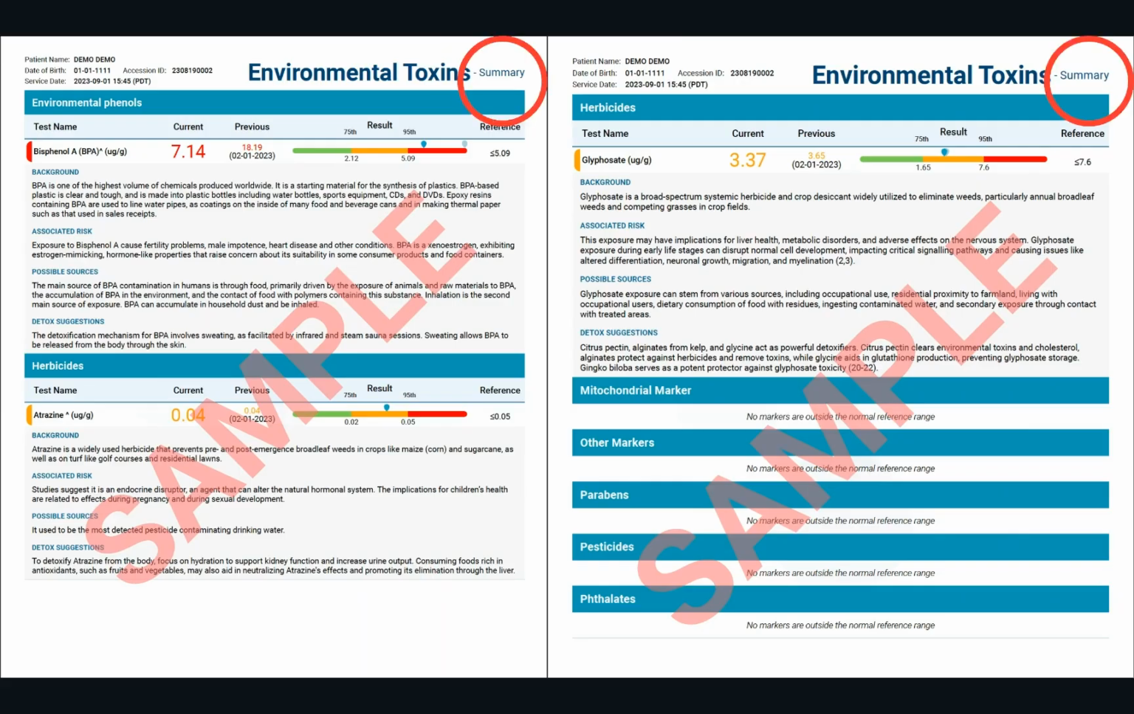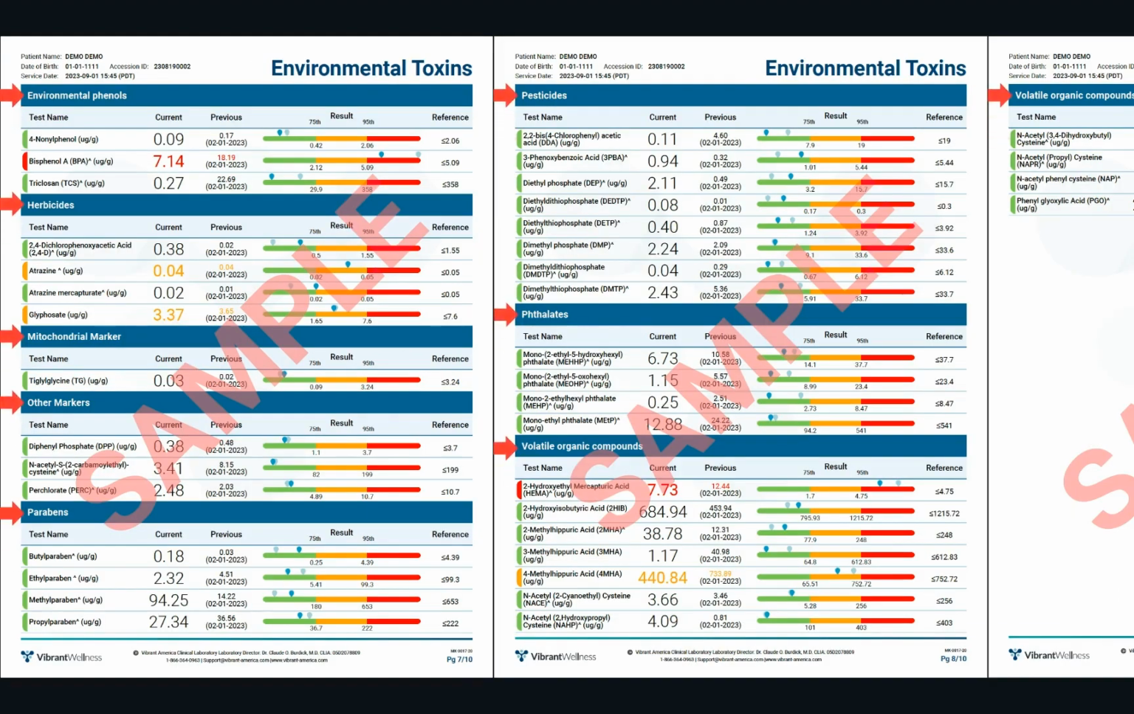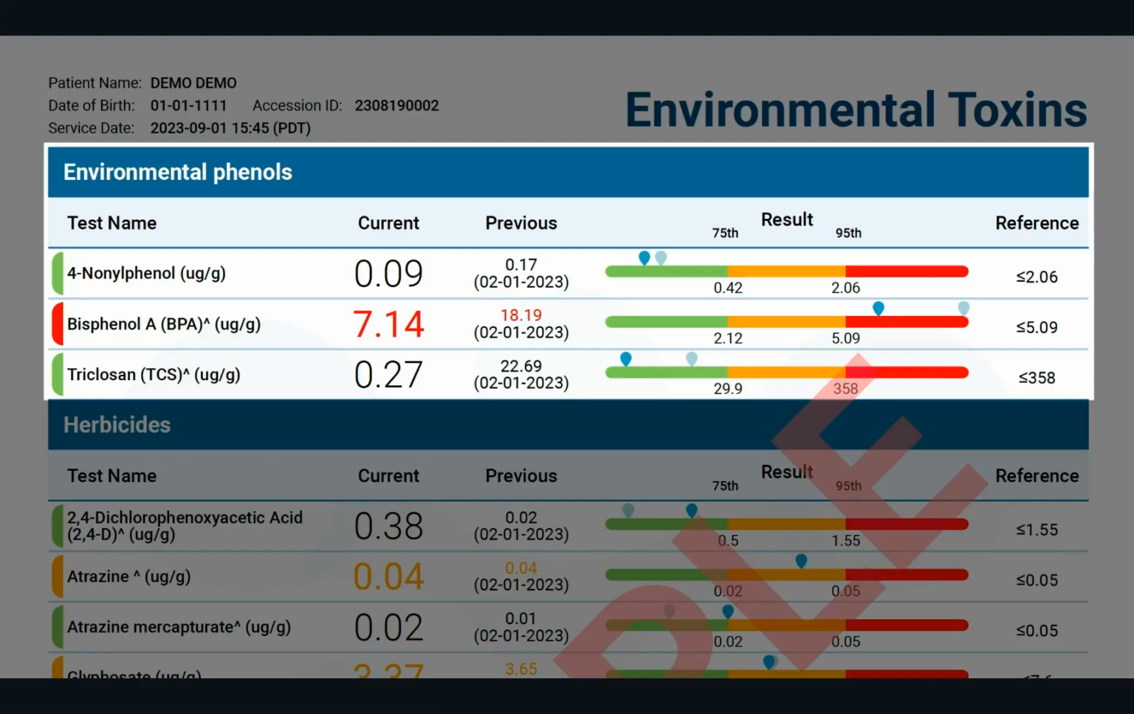The summary shows the high-risk results like bisphenol A and moderate results like atrazine and glyphosate. Then the full report lists all 38 environmental toxins across 8 categories, including environmental phenols, herbicides, a mitochondrial marker, other markers, parabens, pesticides, phthalates, and volatile organic compounds. Okay, starting at the top.